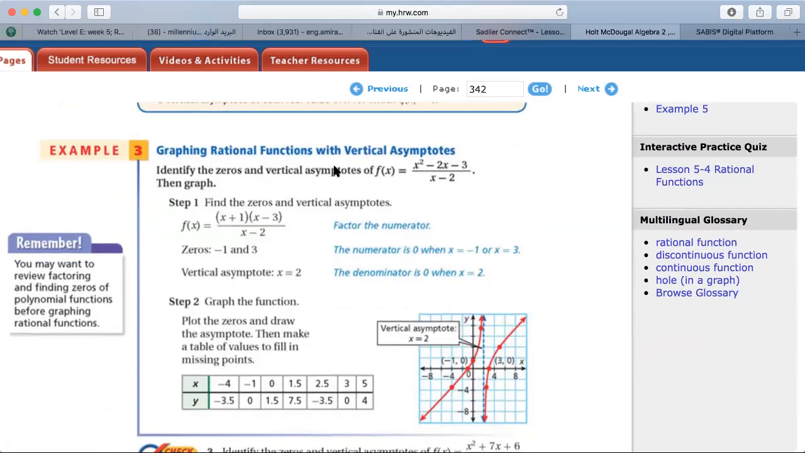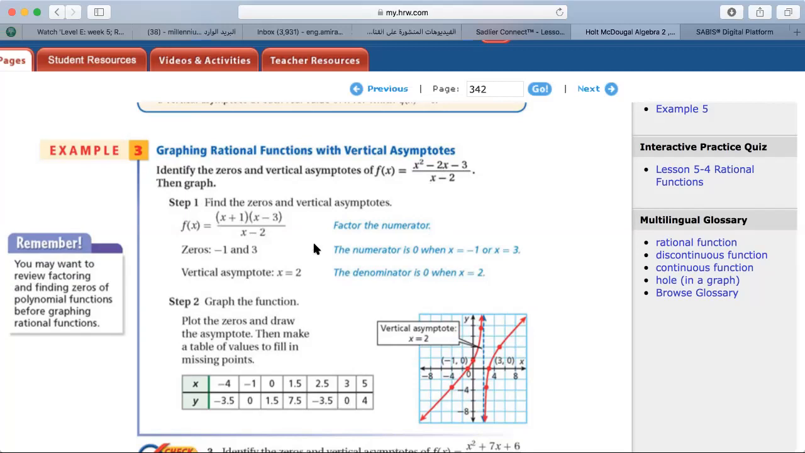Graphing rational functions with vertical asymptotes. Identify the zeros and the vertical asymptote of f of x equals x squared minus 2x minus 3 over x minus 2. Step 1: find the zeros and the vertical asymptote. First, I'm going to factor x squared minus 2x minus 3. It will be x plus 1 times x minus 3.